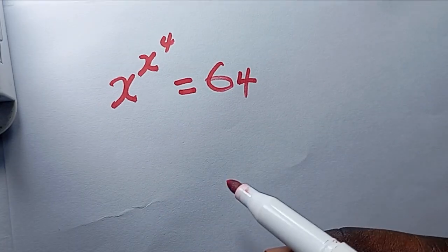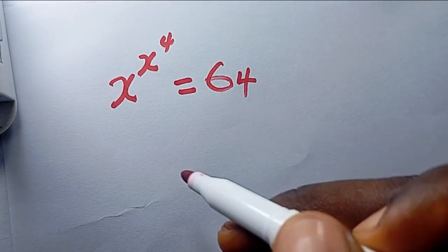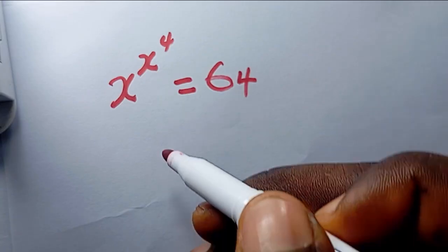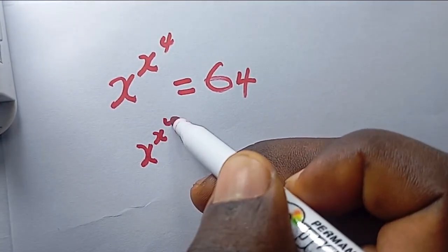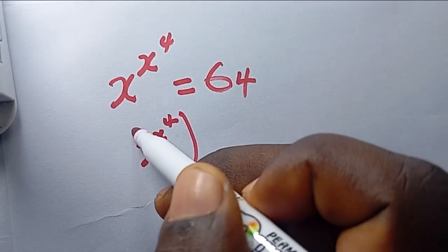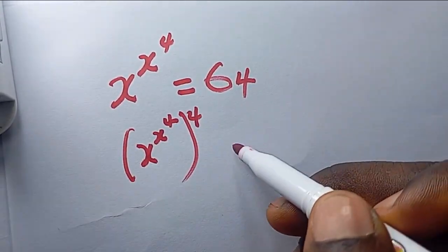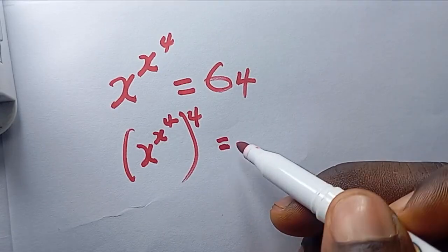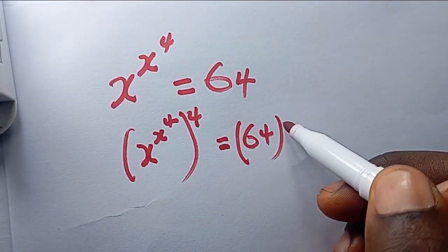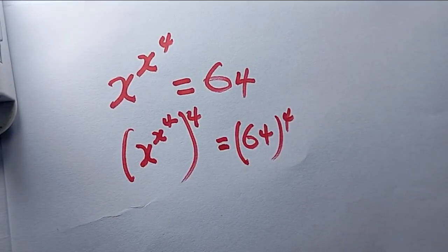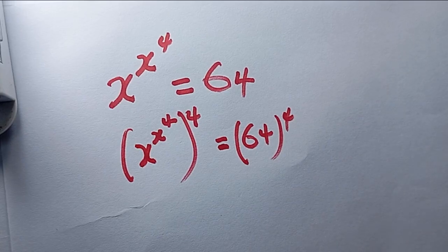So what I want to do is to go ahead and then raise both sides to power 4. Okay, so if I do that, this is x power 4, and then I'm going to raise this to power 4, and of course you're going to understand why that is important as we proceed in the solution. This is 64 power 4. Okay, and of course, because it's an equation, I have not changed anything since the operation is being performed on both sides of the equation.